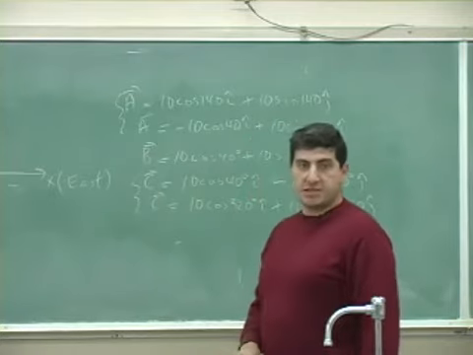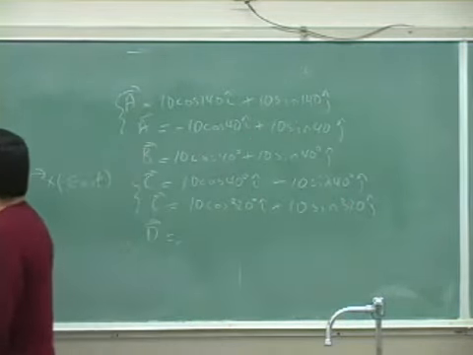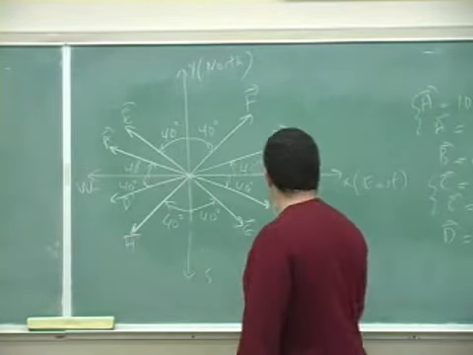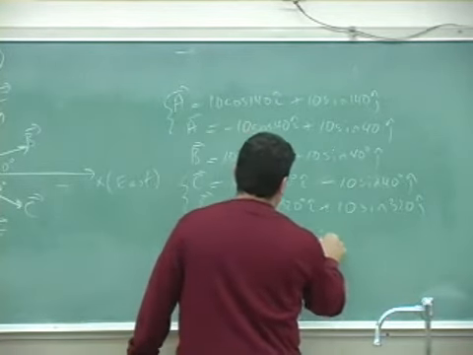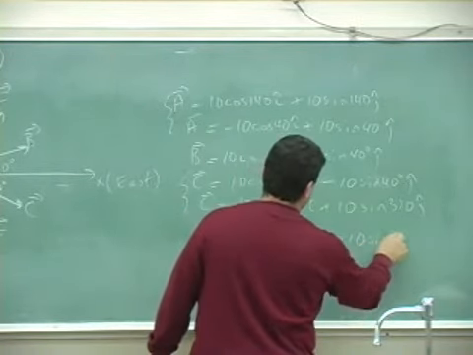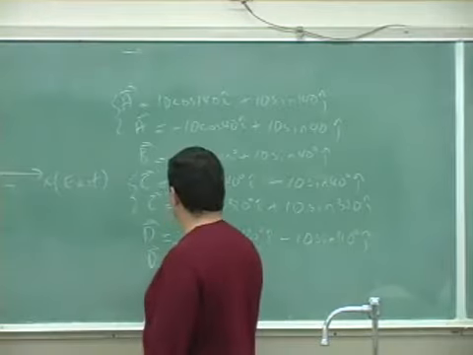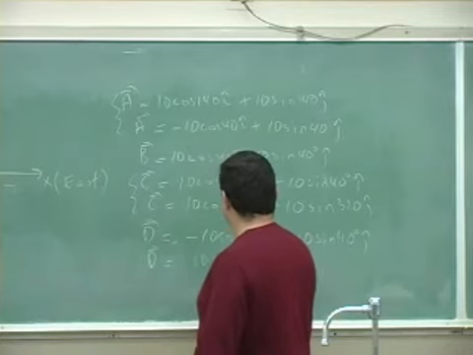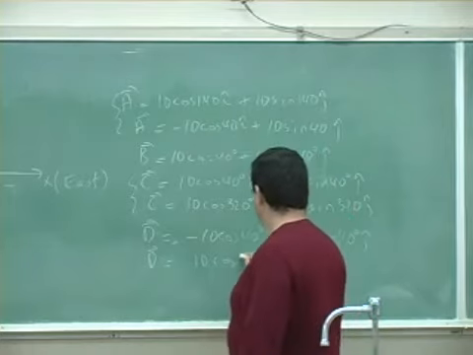And then vector D will be, both components are negative. Negative 10 cos 40, negative 10 sine 40 j hat. The true angle, 10 cosine of what? 220, right?